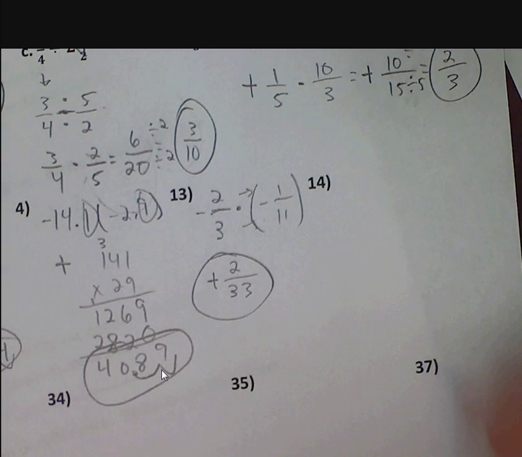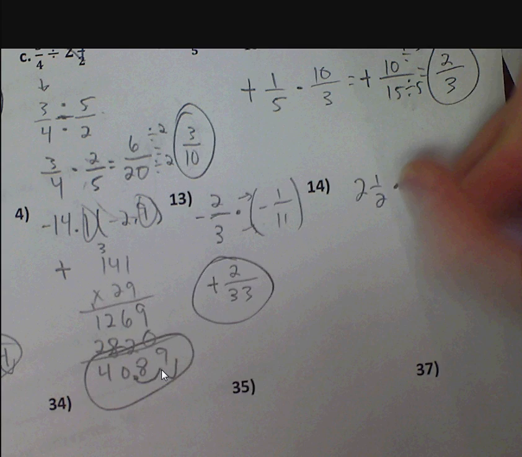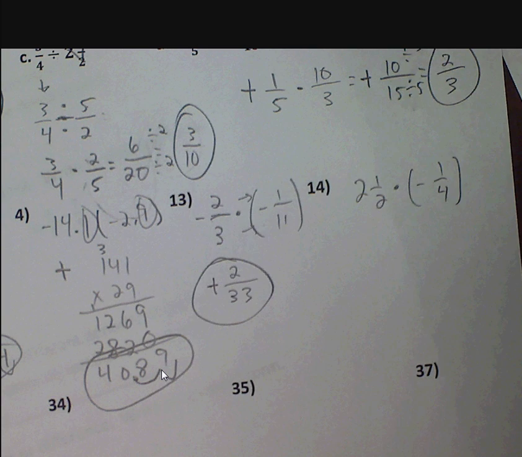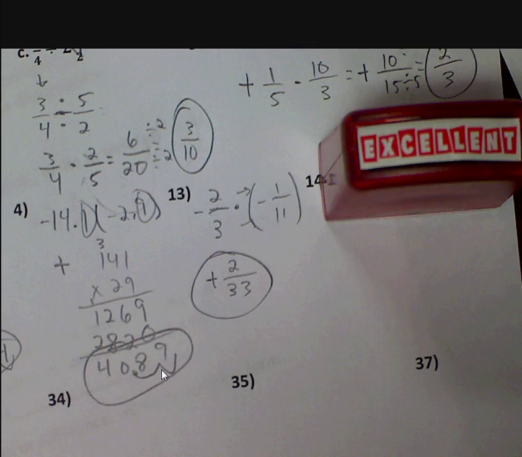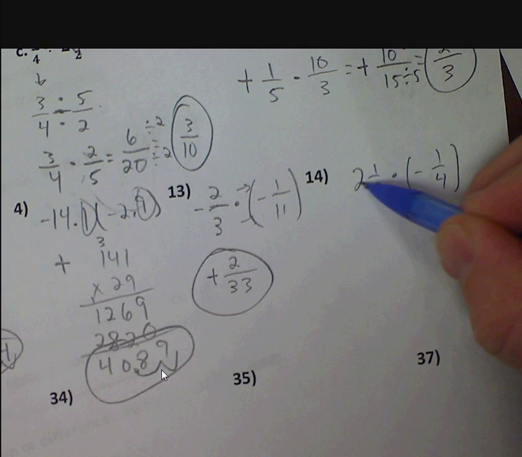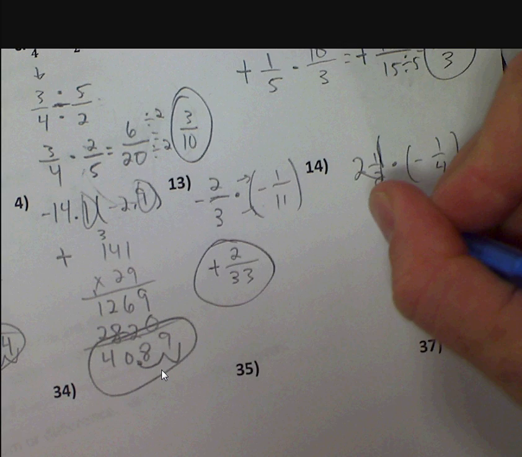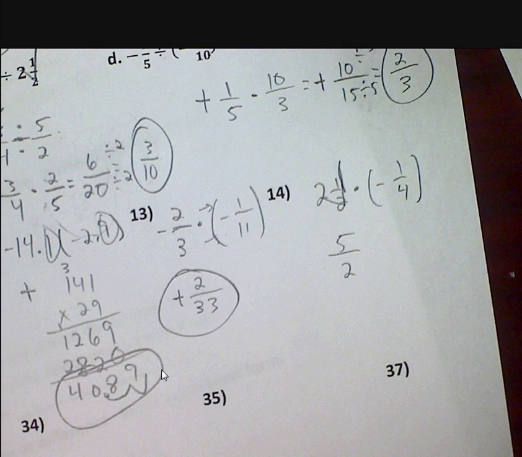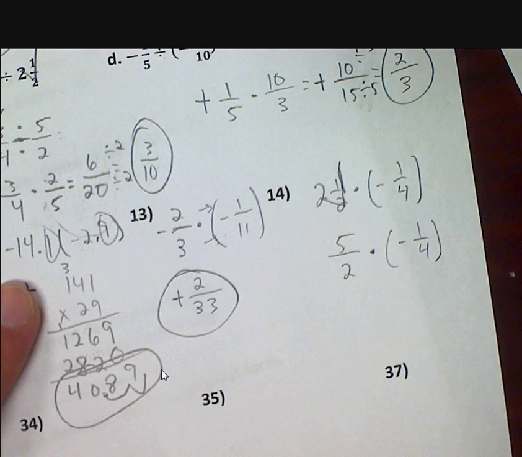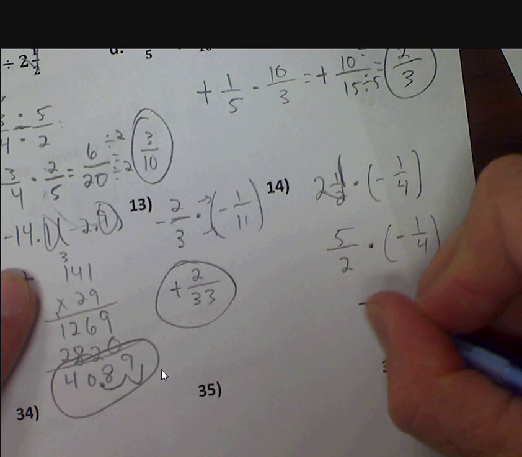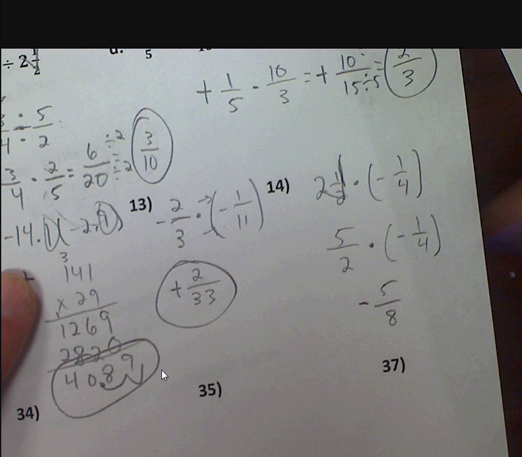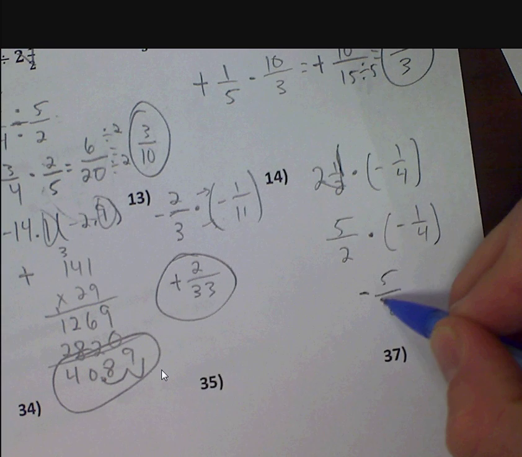Number 14. 2 1/2 times negative 1/4. Go ahead and pause the video and try. 2 times 2 is 4, plus 1 is 5. I change my mixed number to an improper fraction. Multiply by negative 1 over 4. Count how many negative signs you see. There's 1, so my answer needs to be negative. Top times top, bottom times bottom, 5 over 8. So my final answer is negative 5 over 8.